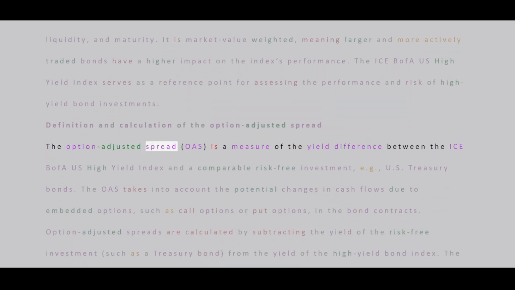The option-adjusted spread, OAS, is a measure of the yield difference between the BofA US High Yield Index and a comparable risk-free investment, for example, U.S. Treasury bonds. The OAS takes into account the potential changes in cash flows due to embedded options, such as call options or put options, in the bond contracts. Option-adjusted spreads are calculated by subtracting the yield of the risk-free investment, such as a Treasury bond, from the yield of the high-yield bond index.